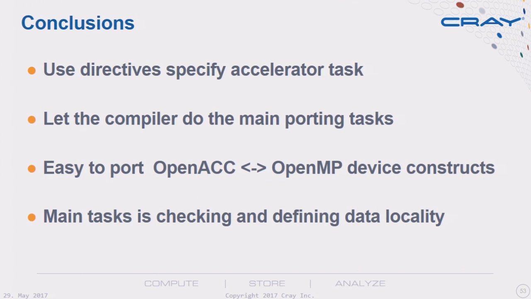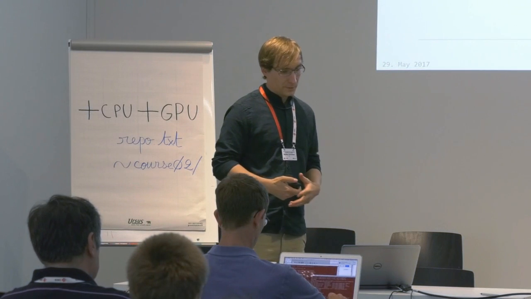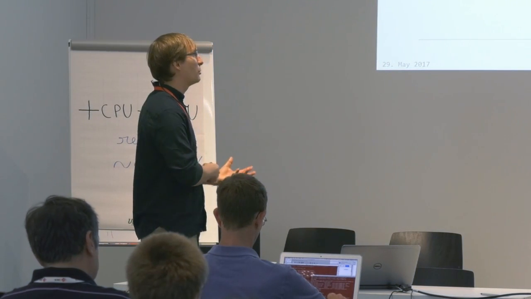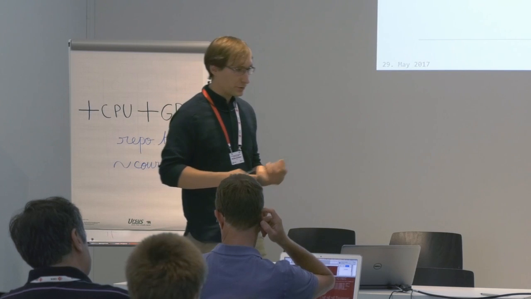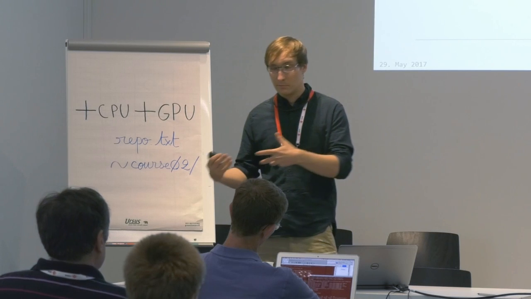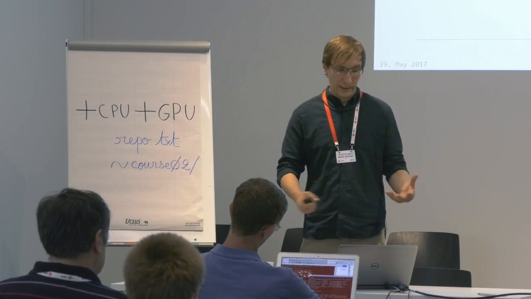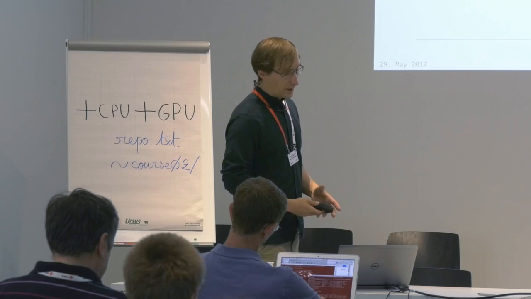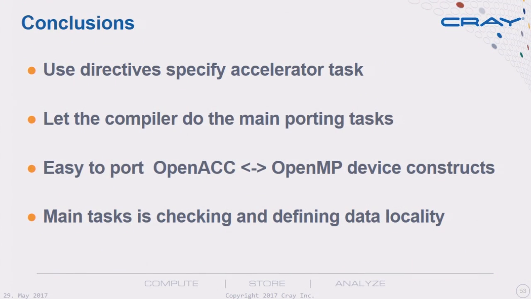So to conclude this session, from my point of view, device directives are an easy tool to port your codes to GPU, which is easy to maintain. It's also portable. Usually the compiler does most of the work, so you just give the compiler some hints: what you want to port, maybe how it should be scheduled, how the data should be moved. And from my point of view, you can also easily swap between OpenACC and OpenMP.